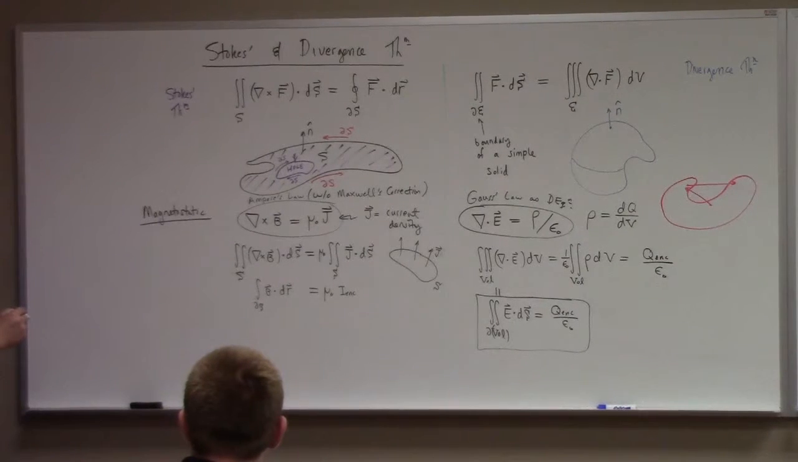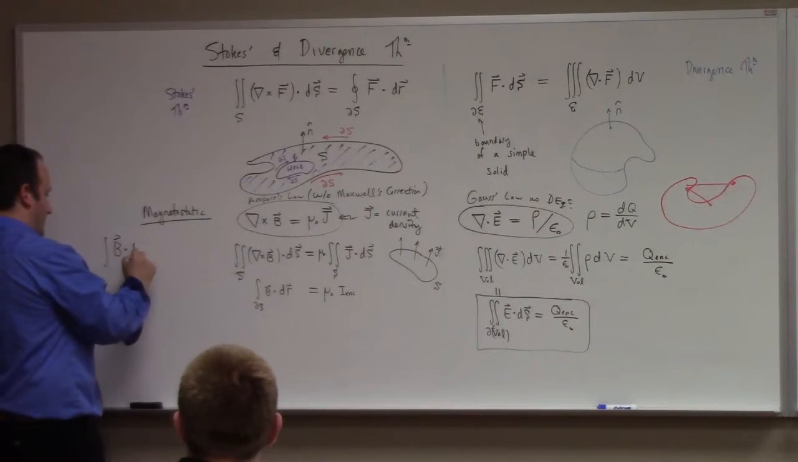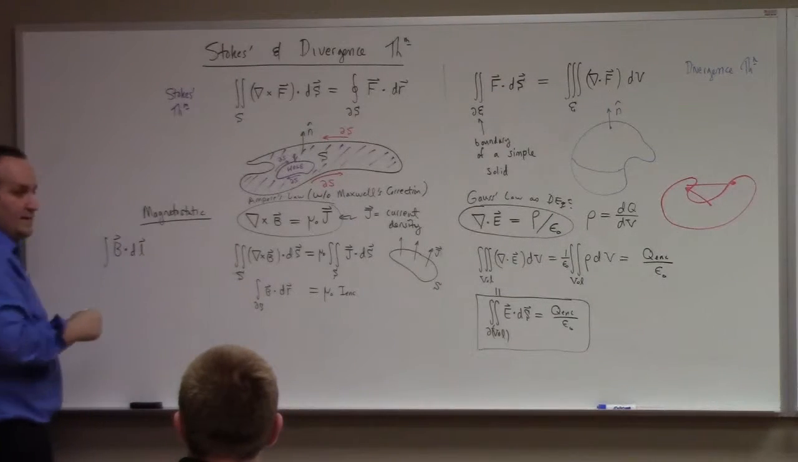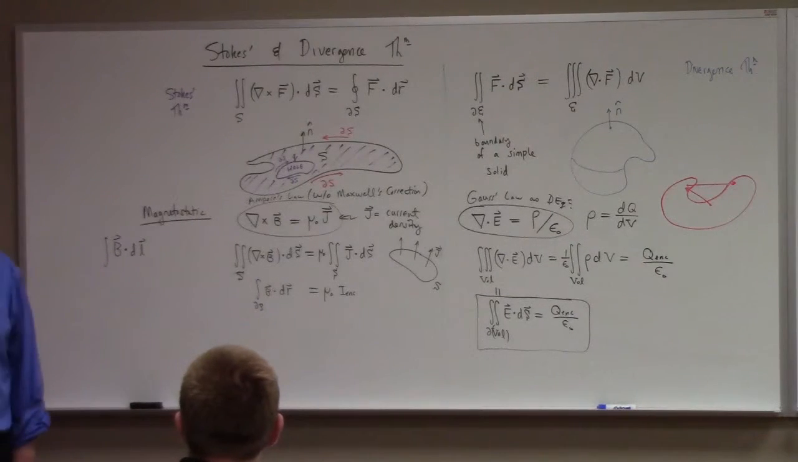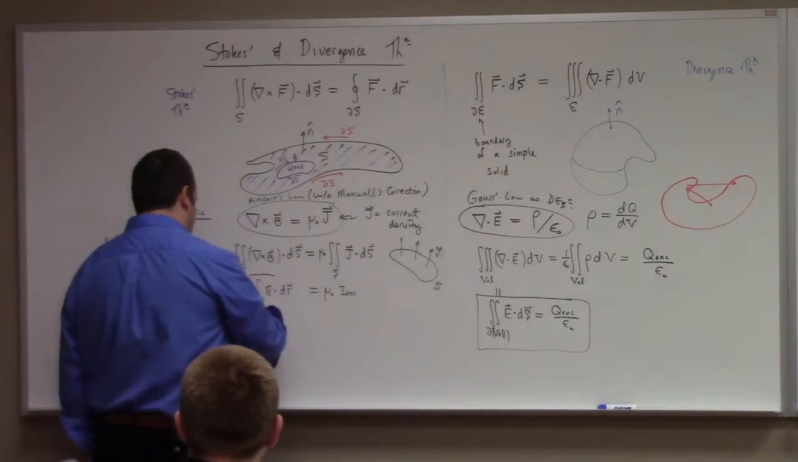Like the notation B dot dr is not sacrosanct. There's other notations used other places. In physics, it's often the case that we'll write dl instead of dr. It has the same meaning. Oh, and there you go. This is the so-called Ampere's Law.